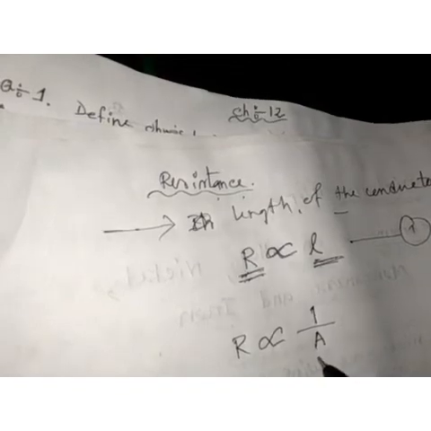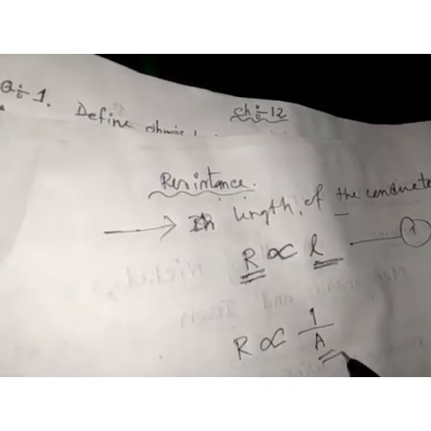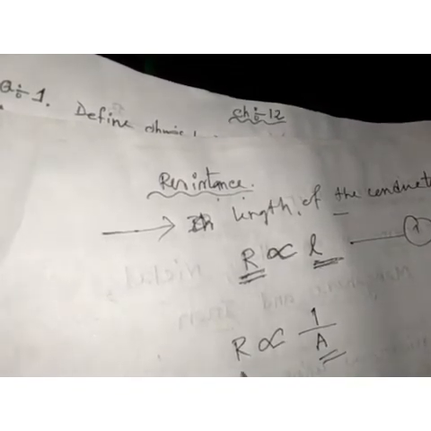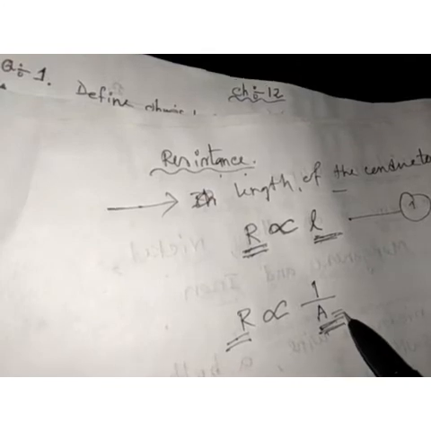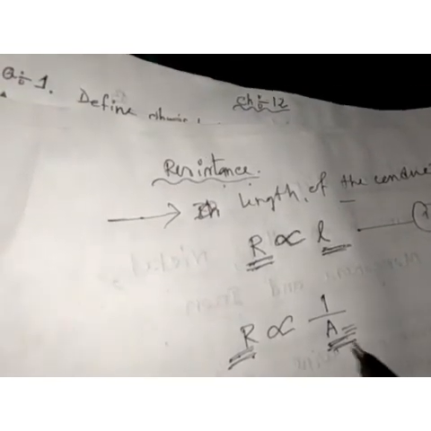That means if area of cross section is increasing, resistance may decrease. Okay, if area of cross section is increasing, resistance is decreasing. If area of cross section is decreasing, then resistance is increasing. Okay, so this is, suppose, equation number 2.